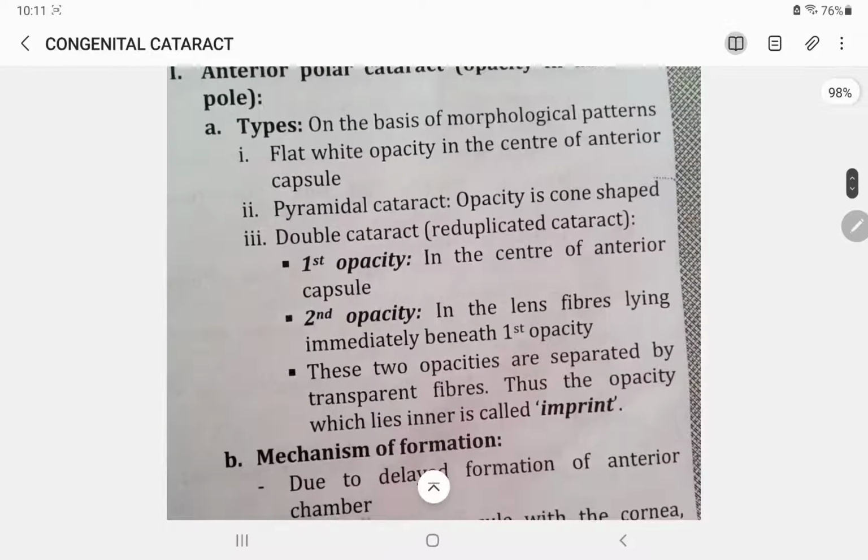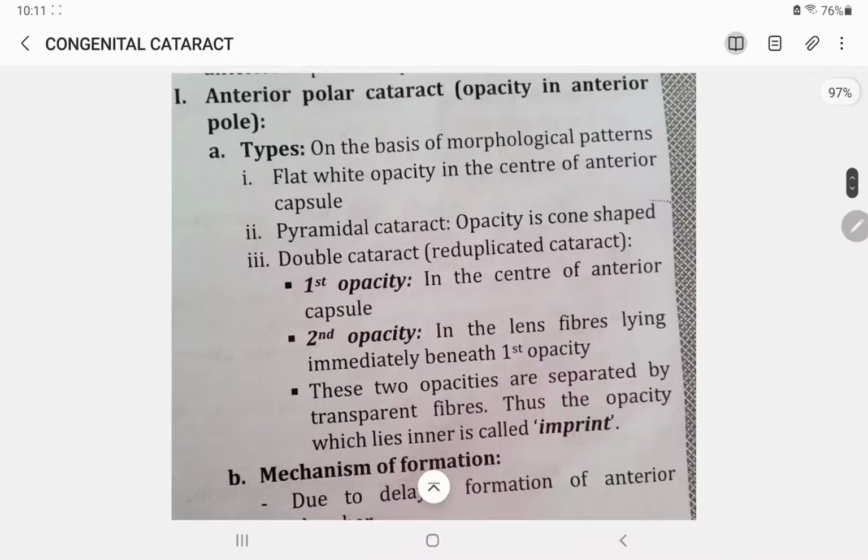Let's talk about this also. What does anterior polar cataract mean? It means the opacity is in the anterior pole of the lens, so the name is self-defining. Types on the basis of morphological patterns: like we read just above, a flat white opacity in the center of the anterior capsule. So in the center of the anterior capsule there is a flat white opacity, and if we see it like this, it is just flat white.